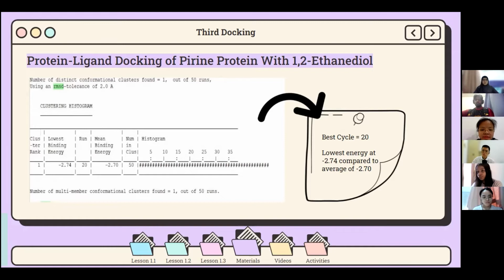Run number 20 has the lowest binding energy, which is at negative 2.74 out of all 50 runs organized. The results are validated with PyMOL, where the Rmsd value of the ligand protein structure is 0.184, which is lower than the threshold of Rmsd, which equals 2, indicating successful protein ligand docking.